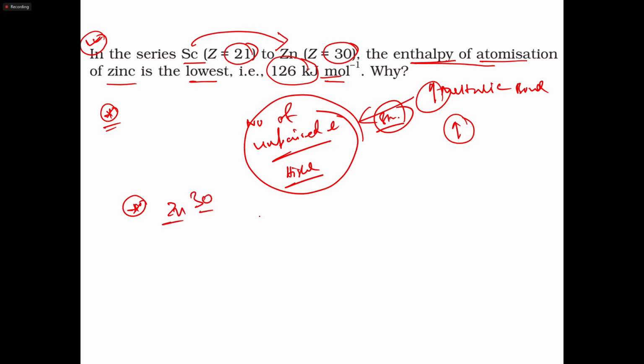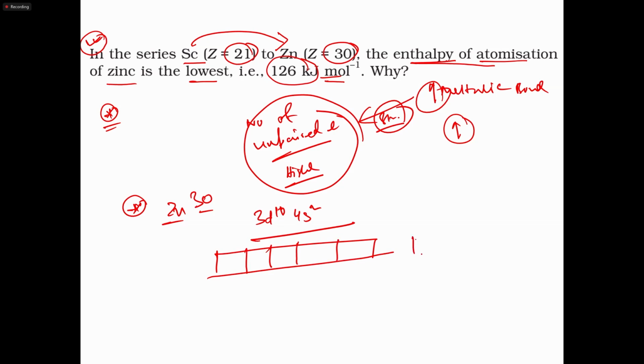the 30, the electronic configuration will be 3d10 4s2. So when we draw the electronic configuration in this array, 1, 2, 3, 4, 5, 6, 7, 8, 9, 10, and this is 4s2. So this is 3d10 and this is 4s2. There are no unpaired electrons present.